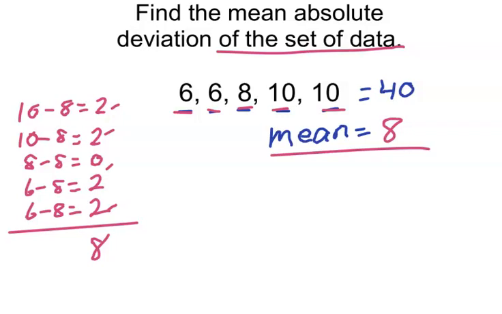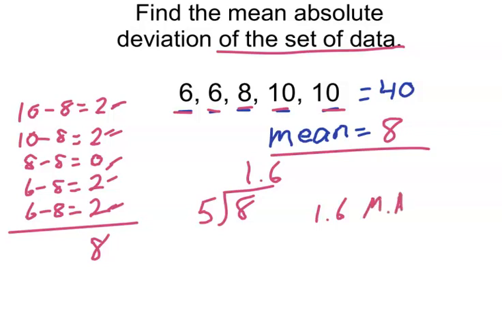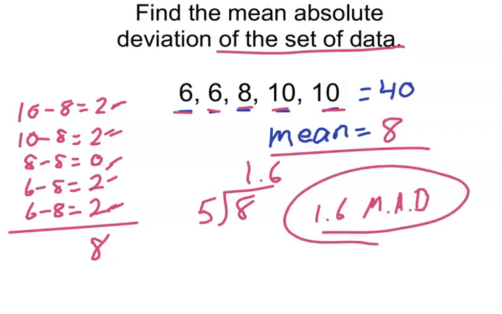But we're going to take 8 and divide it by 5, right, because there's 1, 2, 3, 4, 5 numbers in the data set. So we're going to take 8 divided by 5, and that's going to be 1.6. So that's the mean absolute deviation. 1.6 is the mean absolute deviation. Okay, so there we go.